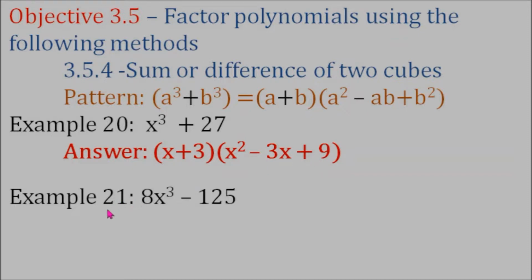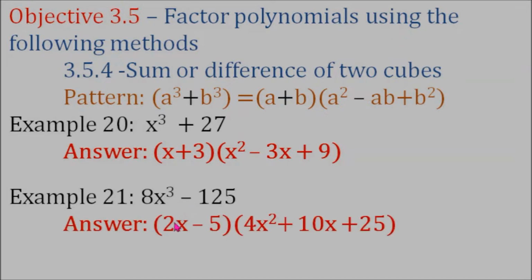Example number 21, 8x cubed minus 125. This time it's minus. So we have again two factors, one binomial and one trinomial. The cube root of 8x cubed is 2x. The cube root of negative 125 is negative 5.